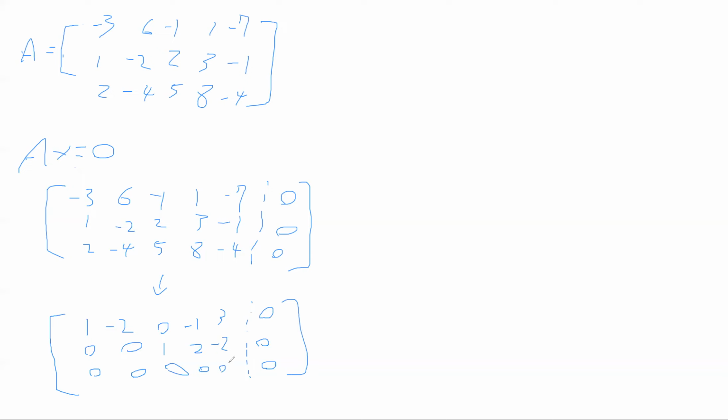And let's convert this back into equations. Now, as we know, the columns in the left-hand side of the augmented matrix represent different variables, right? So let's convert the first row into equations first, right? So we have x1 minus 2x2, that's a 0, so 0x3, and then minus x4, and then plus 3x5 is equal to 0.